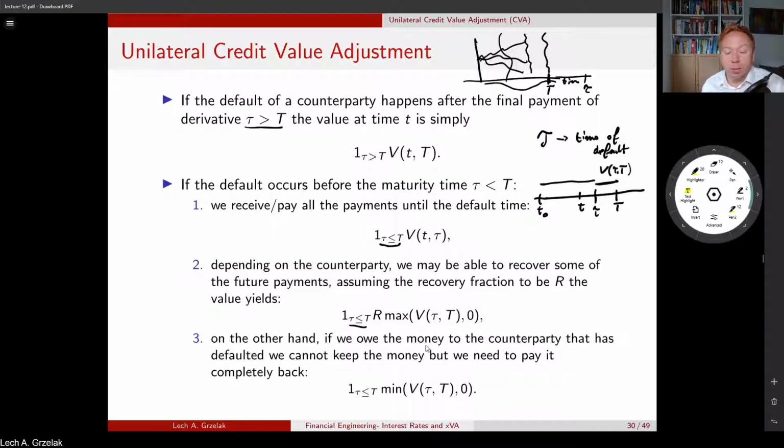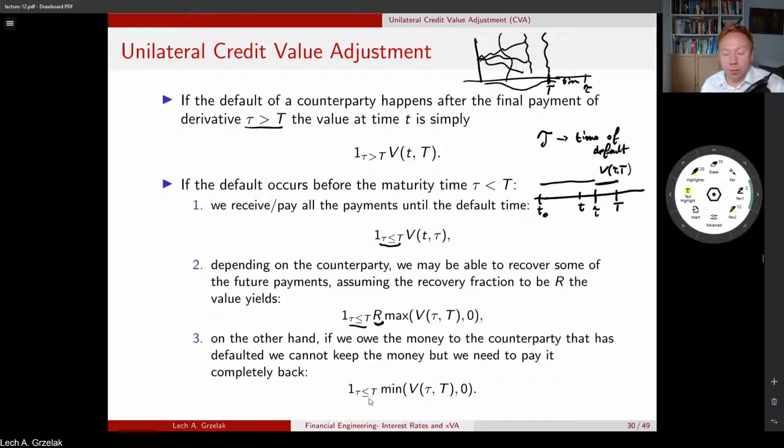If we owe money to the counterparty that has defaulted, we cannot keep the money, but we need to pay it completely back. So you see, there is no R, no recovery. If our counterparty defaulted and we have some debt to be paid to the counterparty, by law, we are obliged to do that. And if everyone does that, then indeed, some counterparties will recover some of the money they expect to receive from the defaulted counterparty.